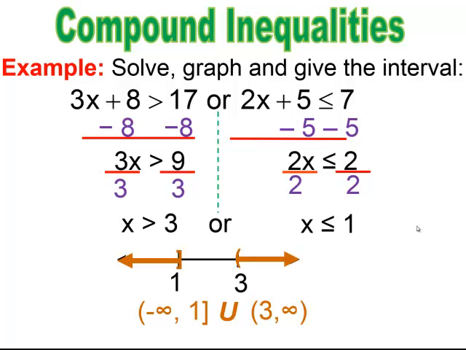And when you write your interval notation, it has to go in order of the number line. You have to have negative infinity comma 1 first, and then you have 3 to positive infinity second. It has to be written in the order in which you would see it on a number line. And don't forget to connect your two intervals with that union symbol.